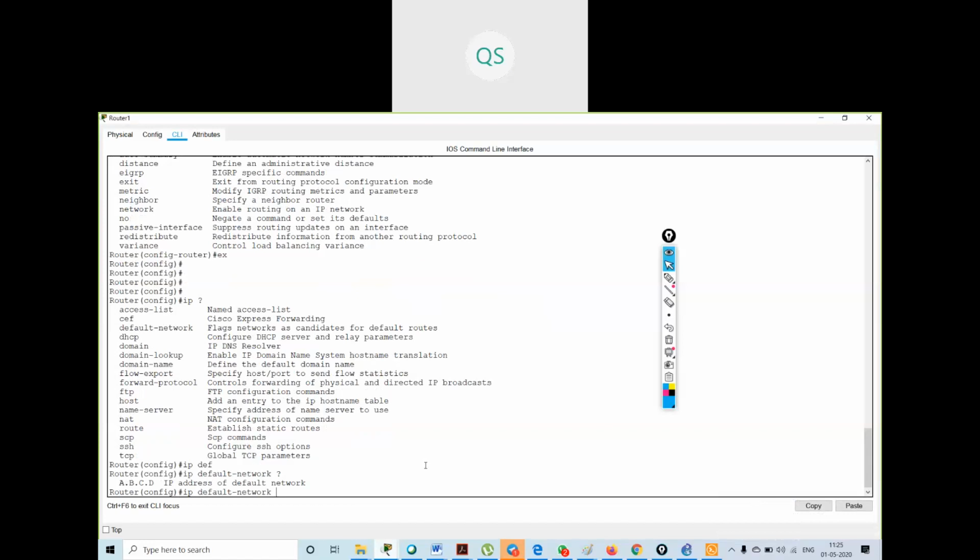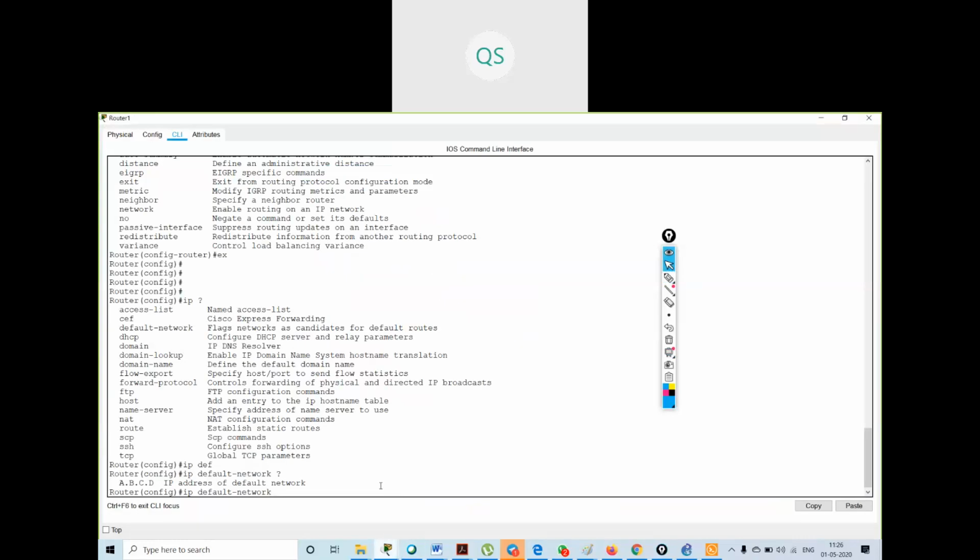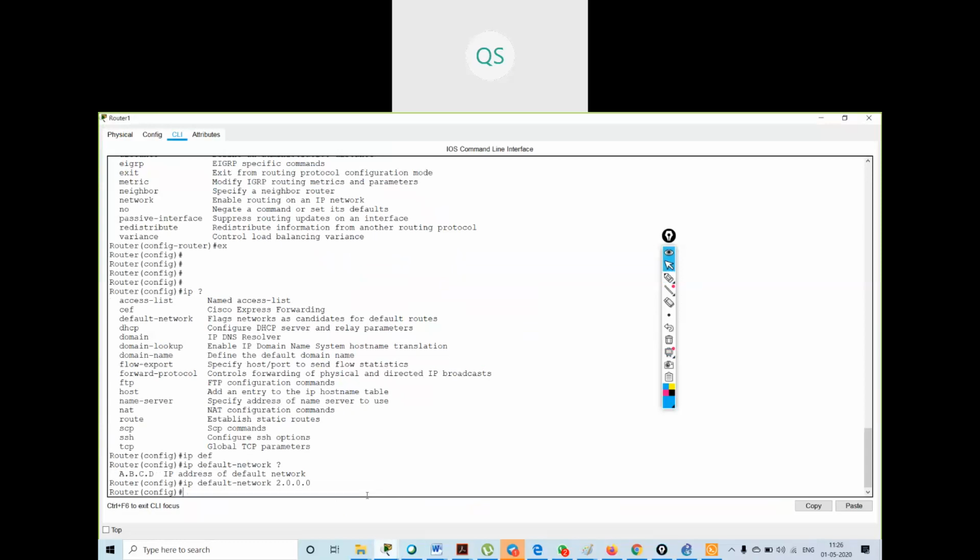So which network is connected with the default route? My 2 dot network is connected with the default route. On 2 dot network, I am running the default route. Correct? So I will say IP default network, the default route is configured on the network 2 dot. That's it.